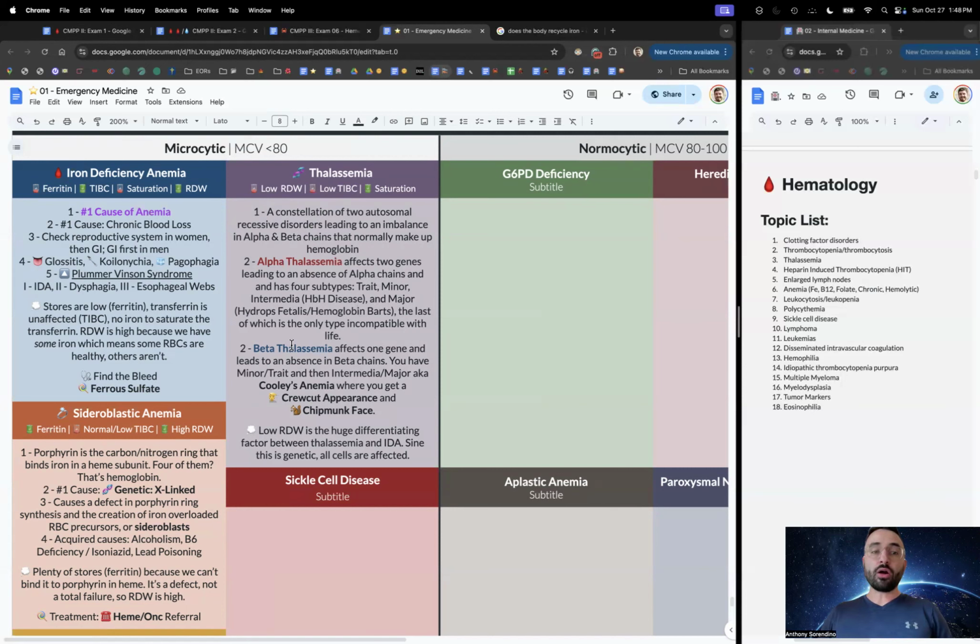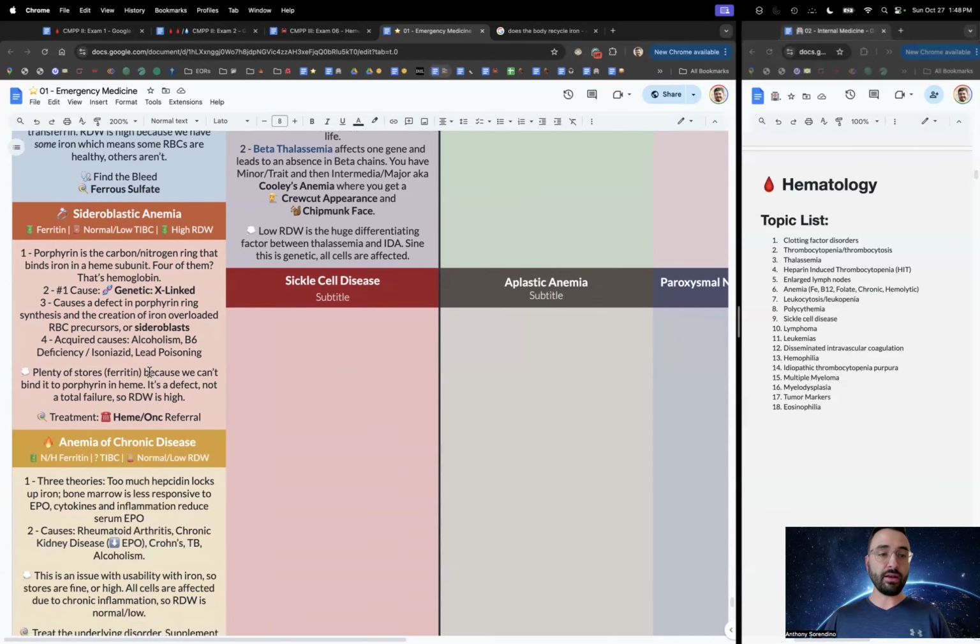So iron stores are low, which makes sense. Transferrin is unaffected. We still have trucks on the road. Hepatocytes are still manufacturing transferrin, but there's no iron to saturate them. So saturation is low. And like we just talked about, RDW is going to be high. All right. So find the bleed and give them some iron.